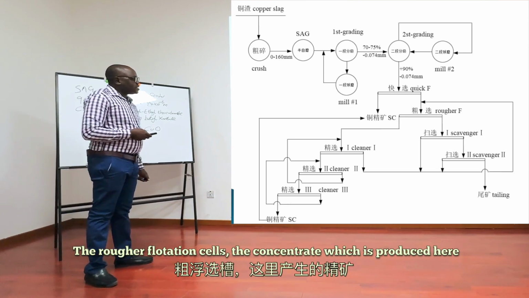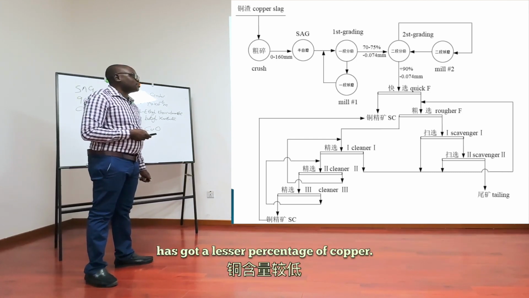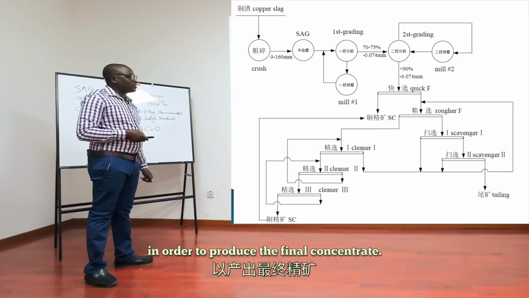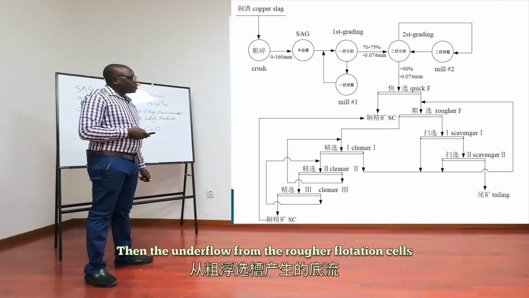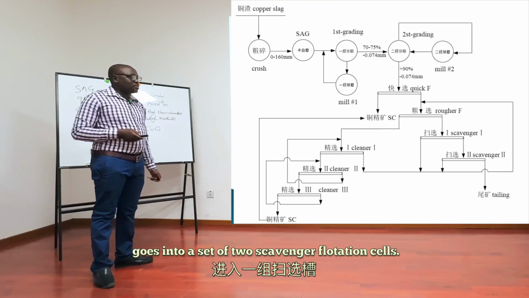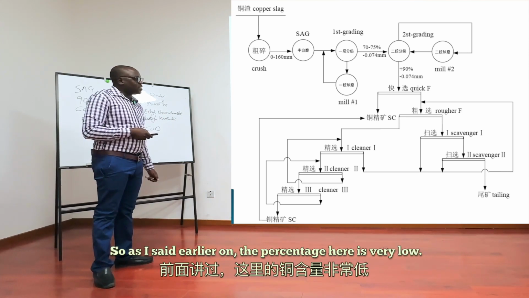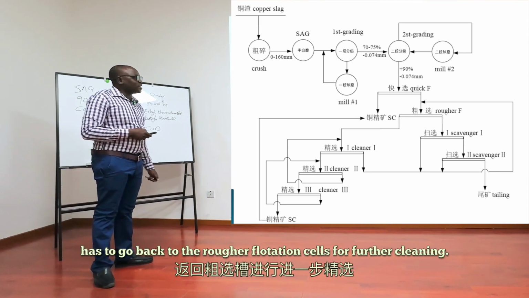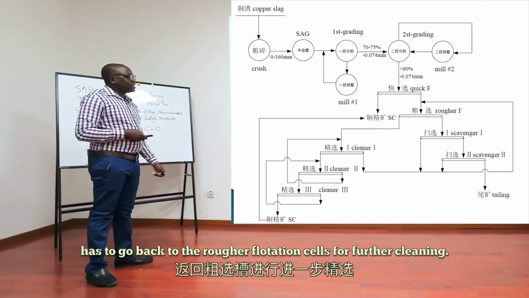The concentrate produced in the rougher flotation cells has a lesser percentage of copper, so it has to undergo the cleaner flotation cells in order to produce the final concentrate. Then the underflow from the rougher flotation cells goes into a set of 2 scavenger flotation cells. As I said earlier on, the percentage here is very low, so the concentrate produced here has to go back to the rougher flotation cells for further cleaning.